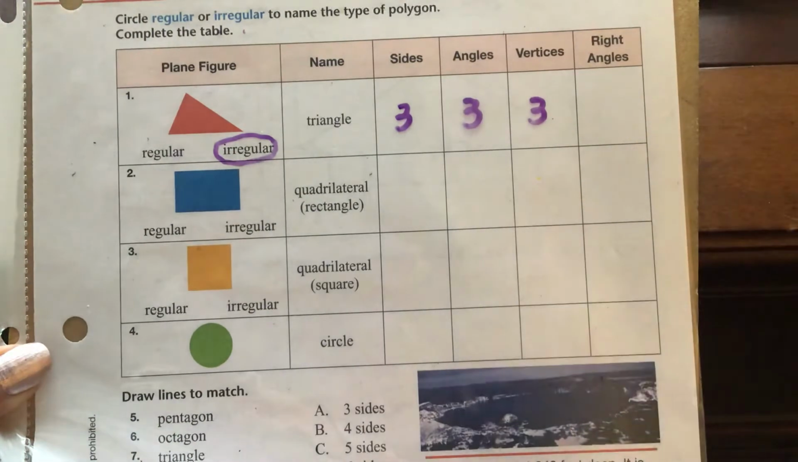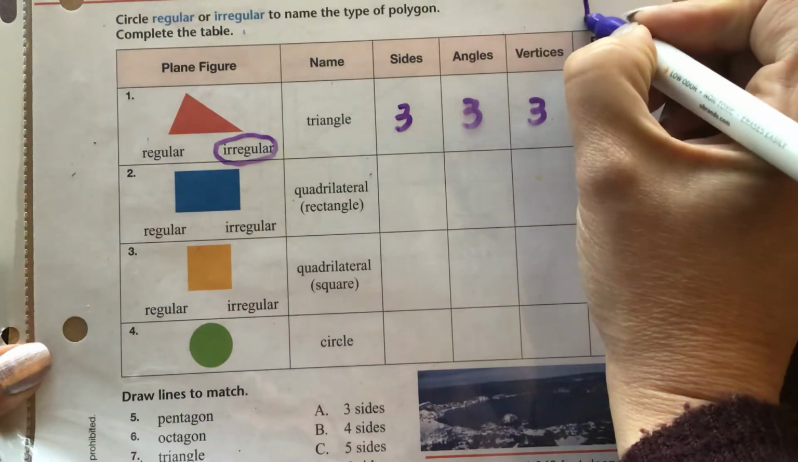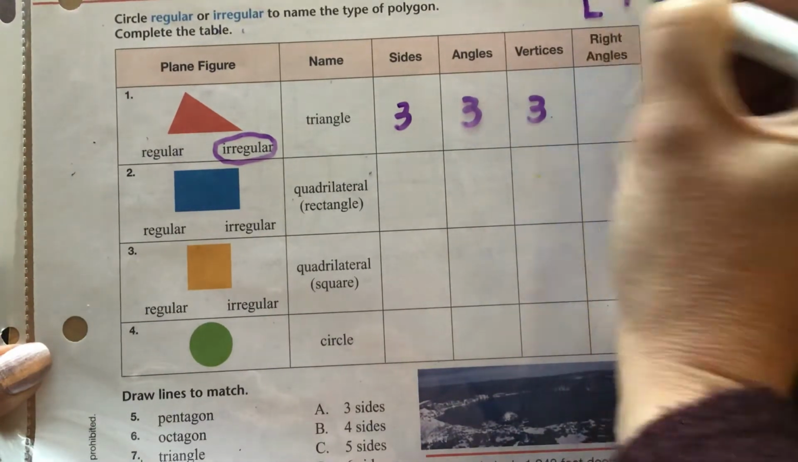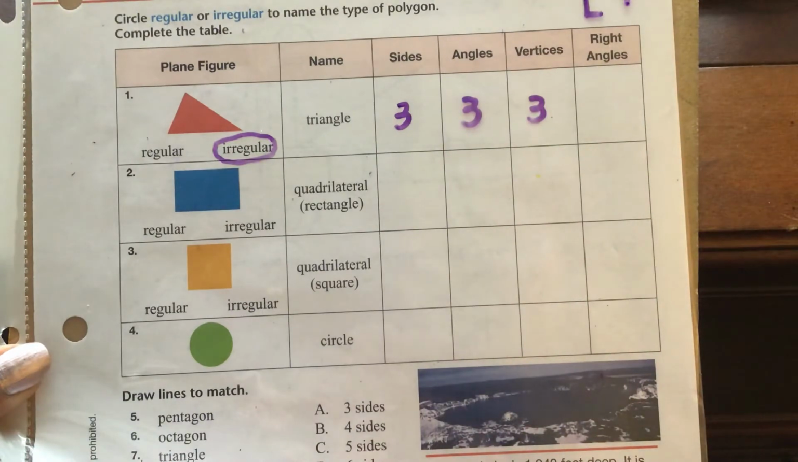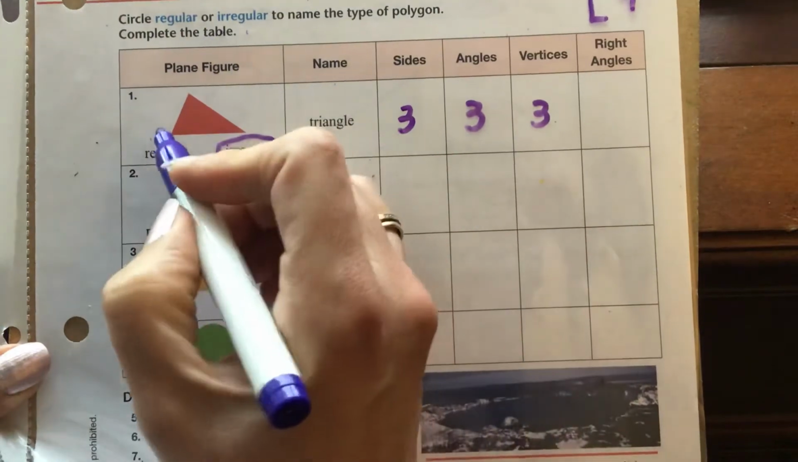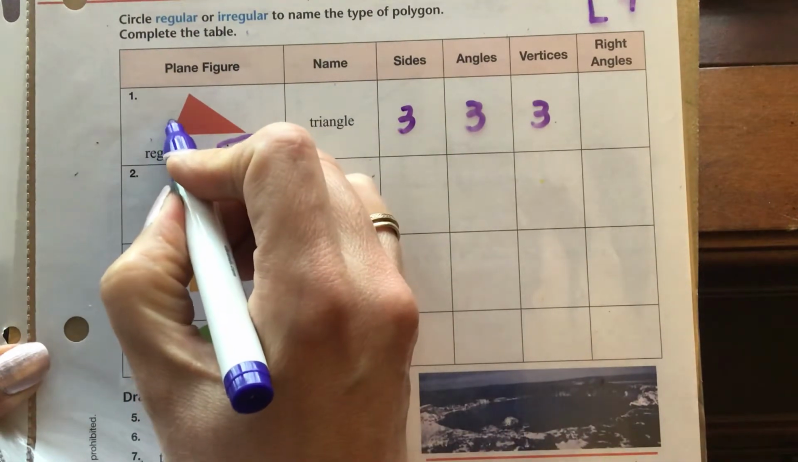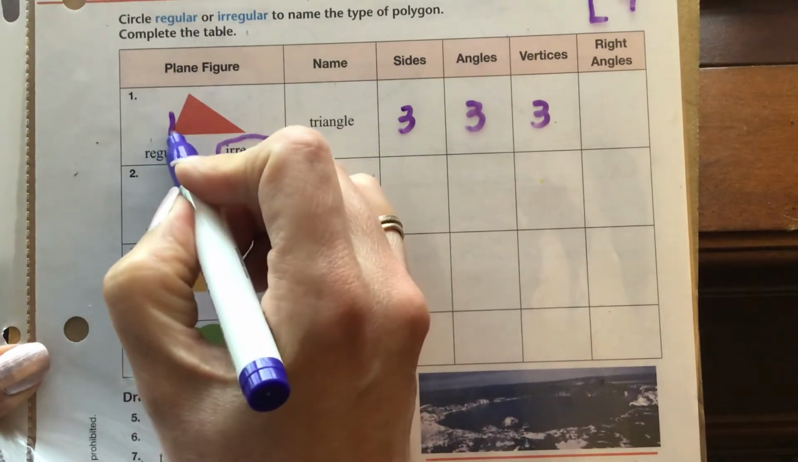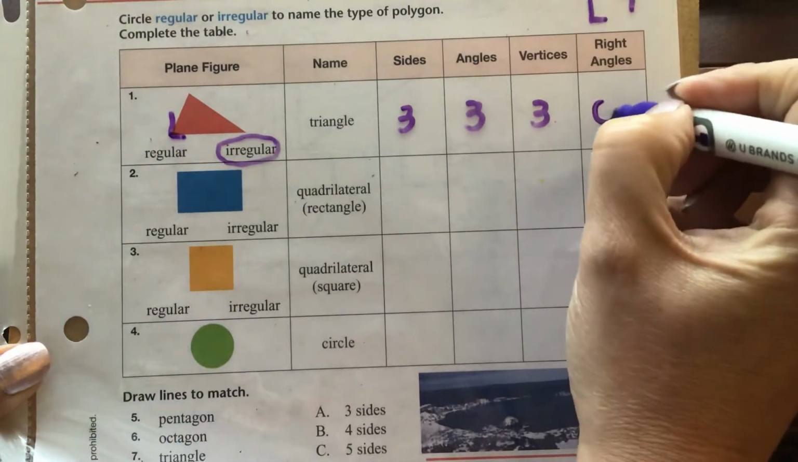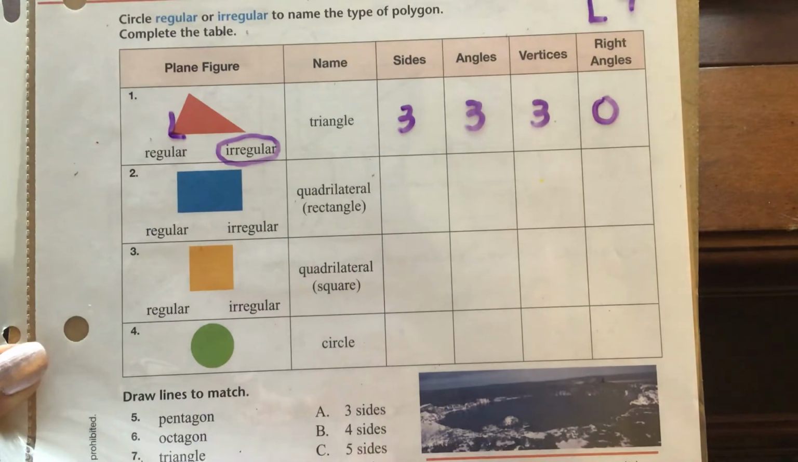How many right angles? Does this one have a right angle? Remember, a right angle is like the corner of your paper. Okay, it's a 90-degree angle. Does this triangle have any of those? No, it doesn't, right? Remember, triangles can have one somewhere, but this one doesn't have any. So we would put a 0 there. It has 0 right angles.